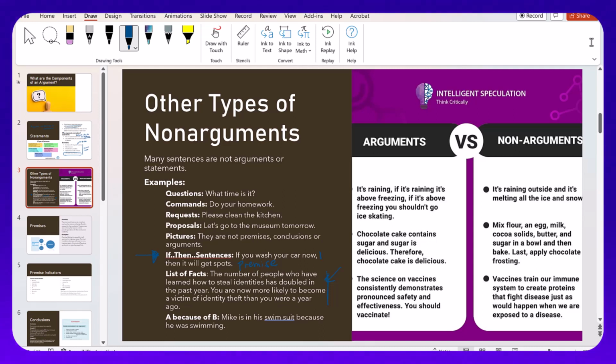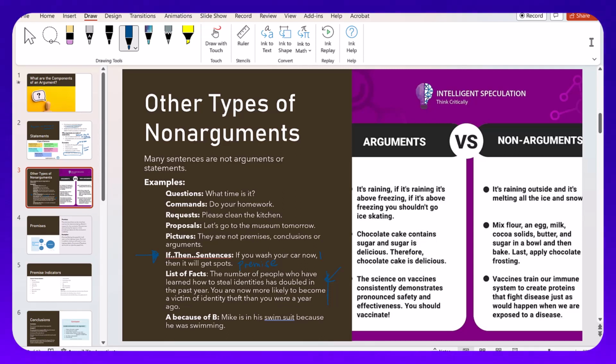They're very similar, right? And so that's where this can be tricky, because they seem very, very similar. What is the difference here if we look at this? The number of people who have learned how to steal identities has doubled in the past year. So you are now more likely to become a victim of identity theft than you were a year ago. The first part is the premise. The second part is the conclusion.